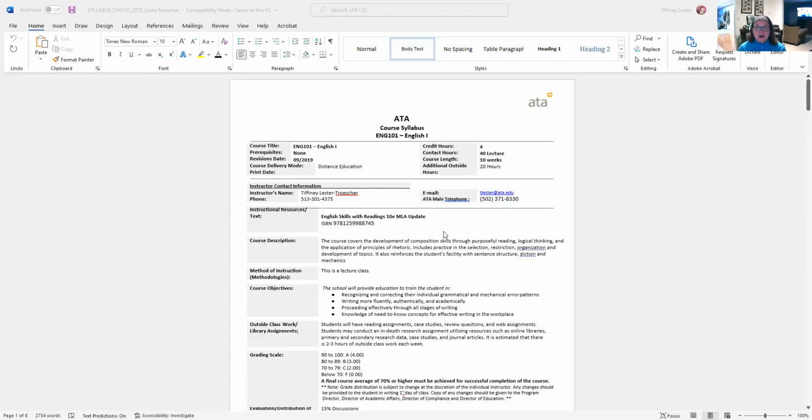Okay. So first page of the syllabus, let's see, important information there. Once again, here are how many hours you should expect from the class, 40 lecture hours, and an additional 20 hours of outside work. So remember that 60 hours total spread over 10 weeks, that averages out to about 6 hours per week that you should expect to spend on this class.